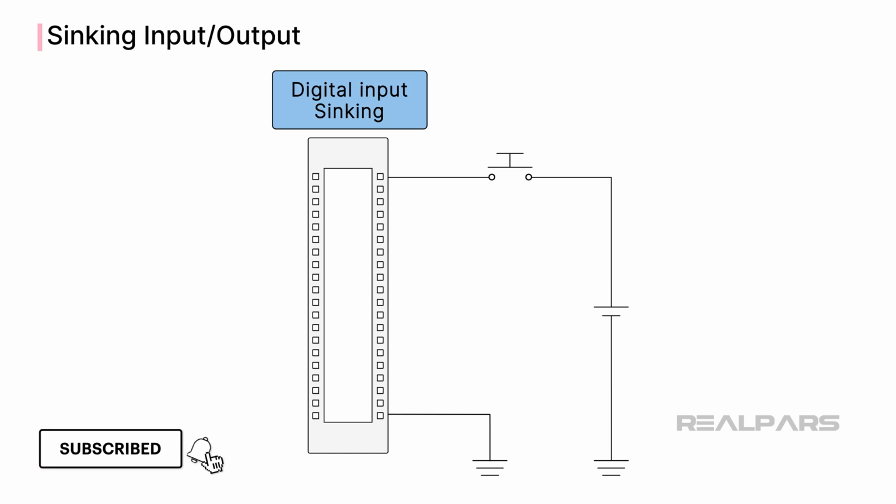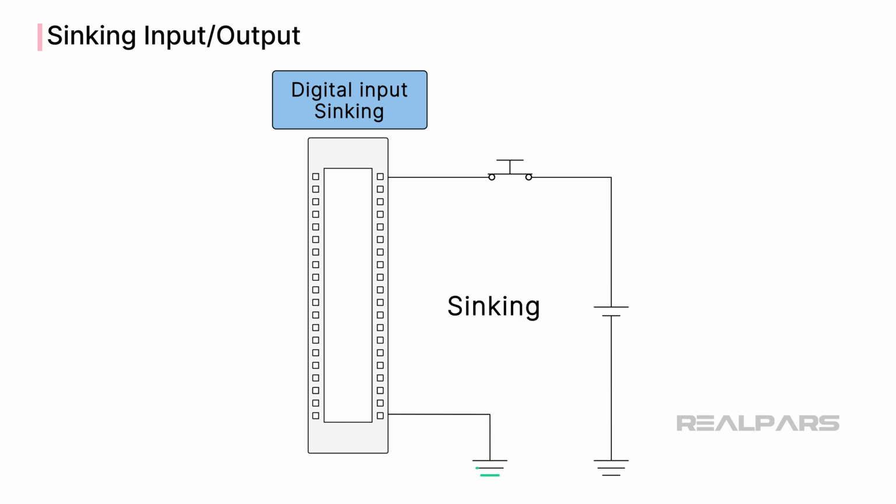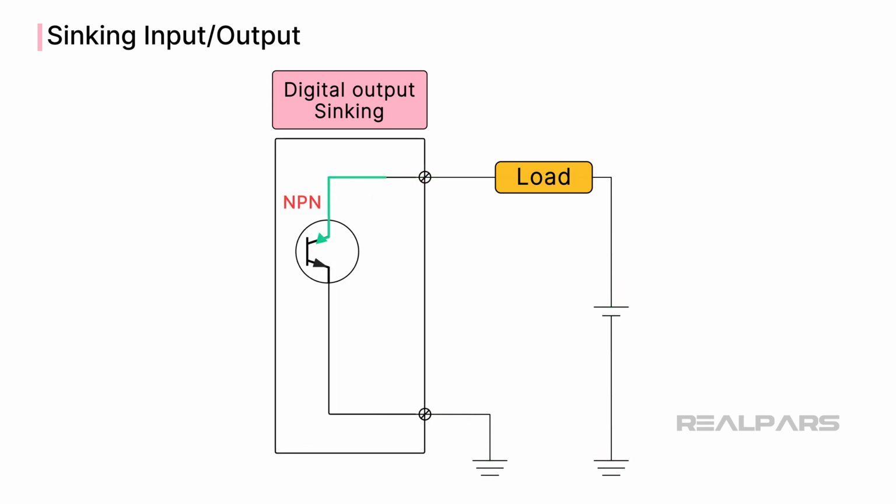Sinking provides a path to the supply common. In this circuit, when the button is pushed down and the contacts are made, the current moves positive to negative as an input to the PLC. It's a positive signal input, and the supply common is negative. Thus, it's sinking. The sinking output module will have the current flowing into it from the load. It uses NPN transistors for switching.